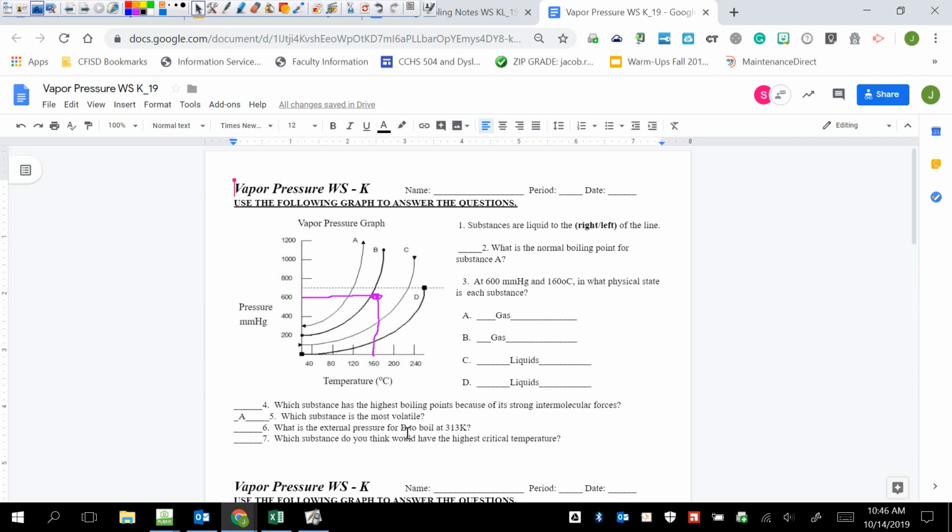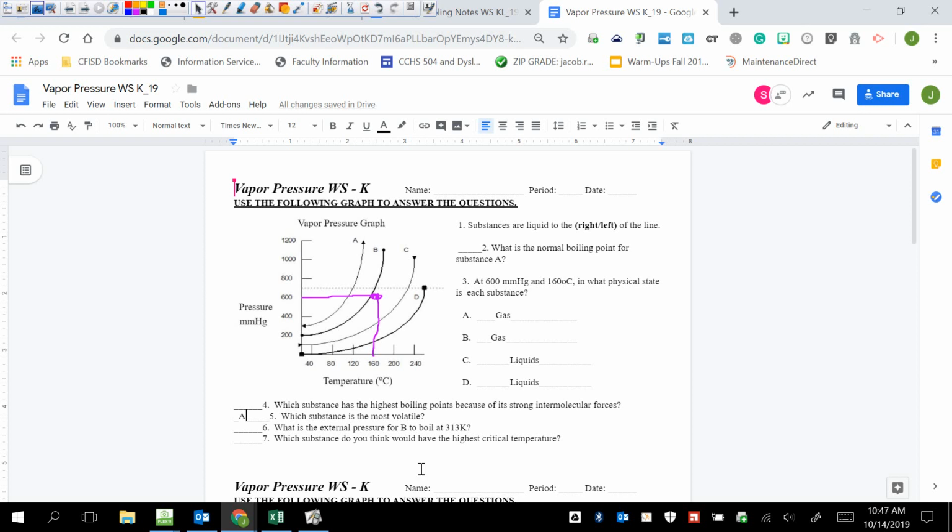So what is the external pressure for B to boil at 313 K? If you look, that's way off the graph. It would be, whew, that's a high pressure, right? Oh, converting to Kelvin. See, forgot to do that. 40 degrees, sorry. So 40 degrees right here. And we're looking at B. And what would the pressure be to boil at that? Well, it would have to be 200 millimeters of mercury.